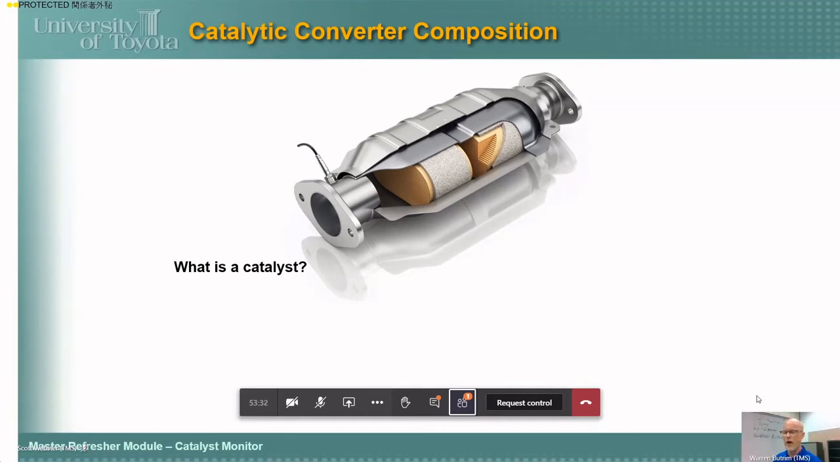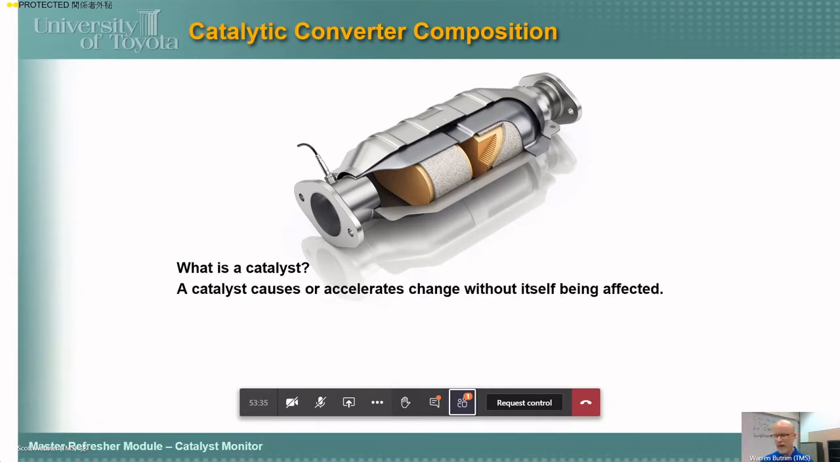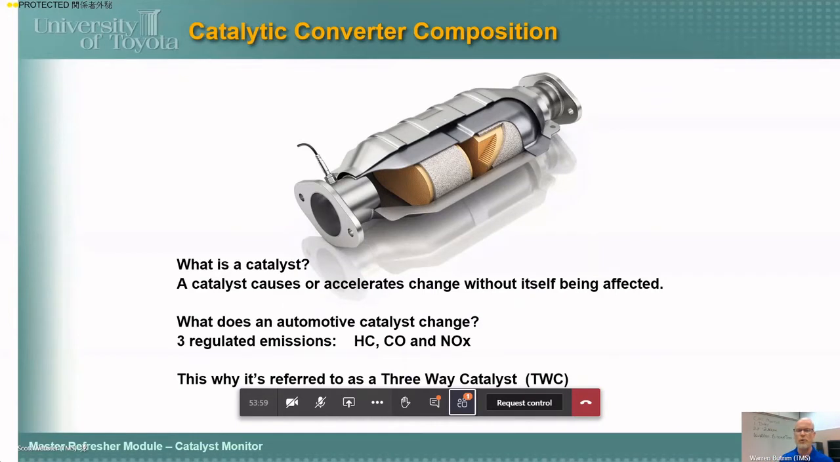But what I'm looking for here, guys, is that a catalyst is something that affects change without itself being changed. The catalytic converter really helps to change around the mixture of the different molecules in the exhaust gas. So what does an automotive catalyst change? It's going to change the 3 really hazardous or harmful gases: hydrocarbons, CO, which is a poisonous gas, and oxides of nitrogen. All right, next screen.